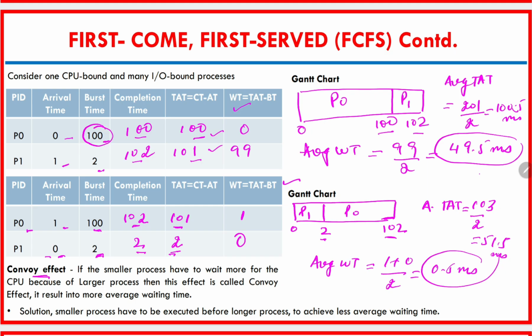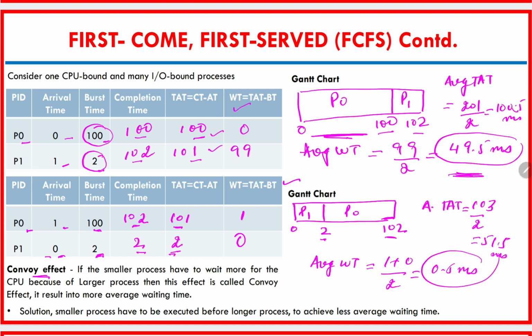Actually, P0 got the access of CPU first, and P1 got the access only after P0 has completed. P0 needed CPU for 100 milliseconds, whereas P1 needed CPU only for 2 milliseconds. But for those 2 milliseconds, it was in the waiting state for 100 milliseconds. This is where it has had the impact, and that is why the waiting time was on the higher side.